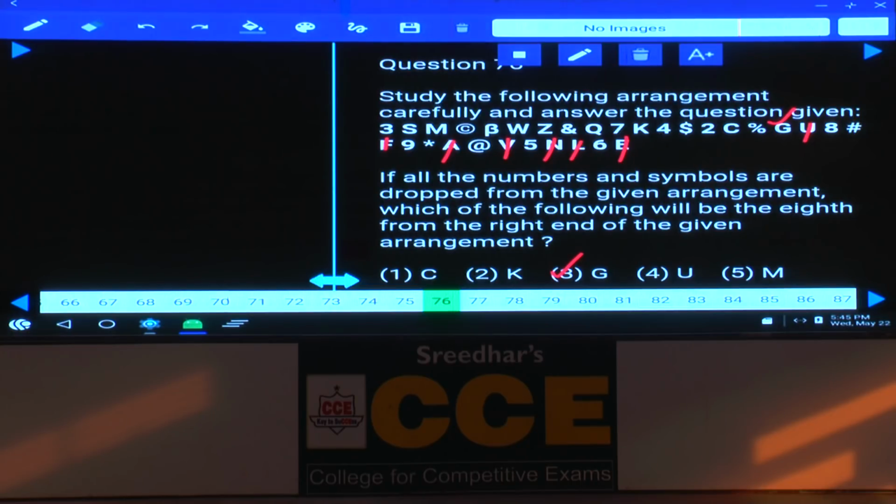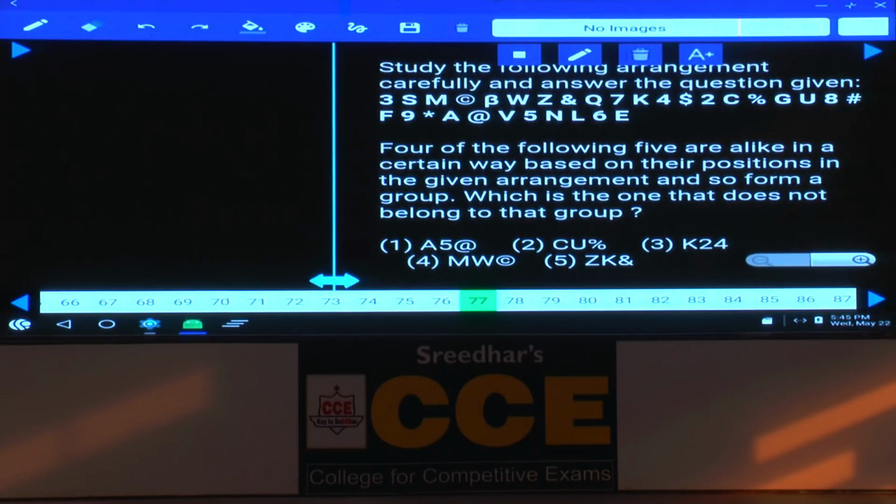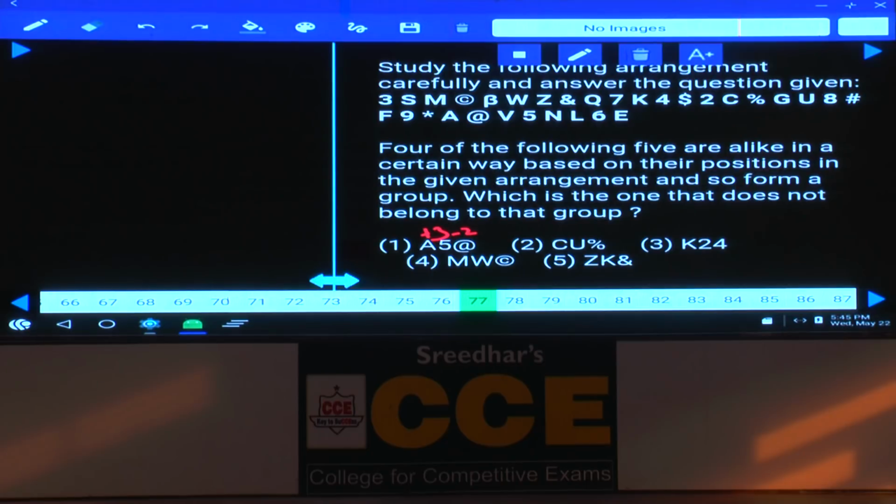Then next one, 77. Now in this question number 77, 4 out of the following 5 are alike in a certain way. That is A, 5 at the rate of A to 5, 1, 2, 3 plus 3 and then -2. That is plus 3 minus 2. And C, U, percentage, C to U, 1, 2, 3 plus 3, percentage is -2, plus 3 minus 2. And next one, K, 2 and 4. Now in this K, 2 and 4, tell me what is the difference here. K to 2 plus 3 and -2. Here again the difference between the elements is 3 and 2.